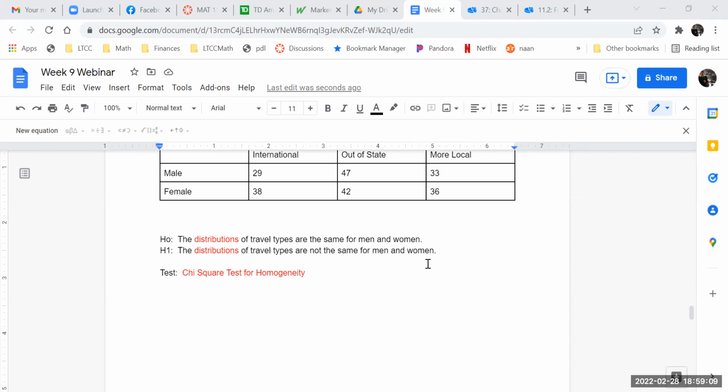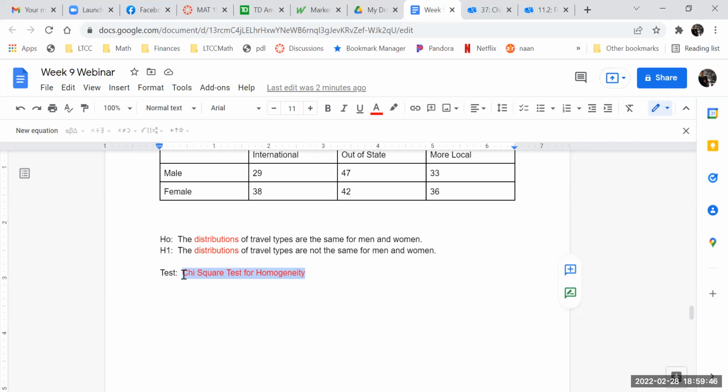And the name of the test is the chi-squared test for homogeneity. Okay. And do you know what homogeneity means as an English word, not as a math word? Or homogeneous, you might have heard it. Yeah, it's kind of the same, means having the same patterns. Okay, same stuff. So that's why we call it a chi-squared test for homogeneity, because we're testing to see if the distributions are the same or not the same.